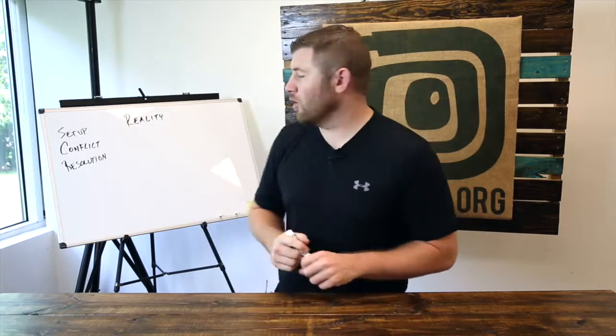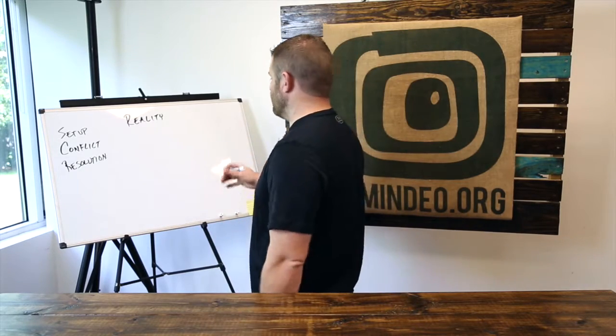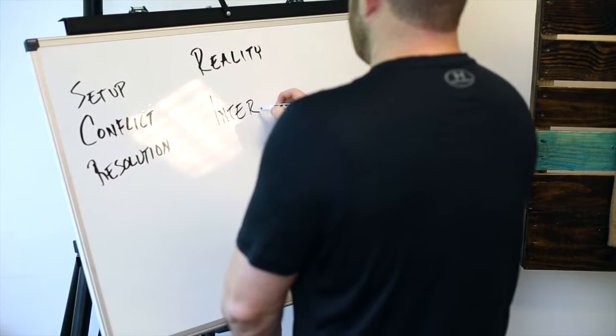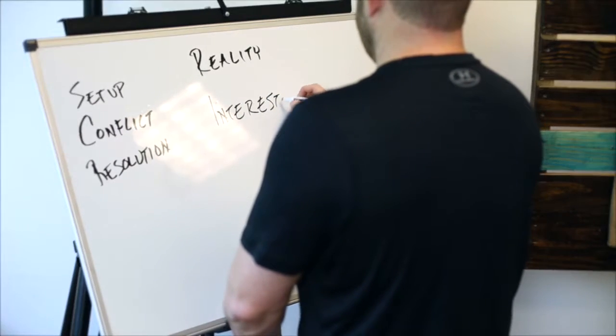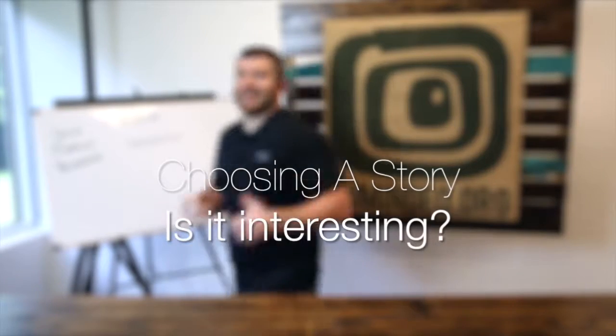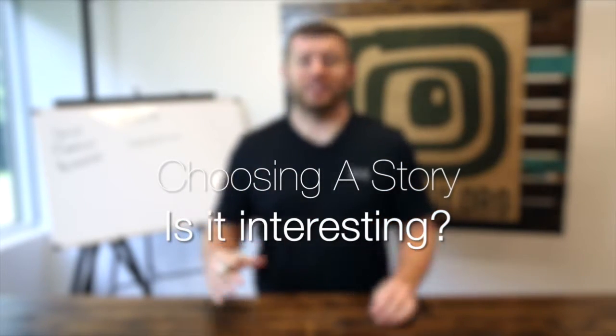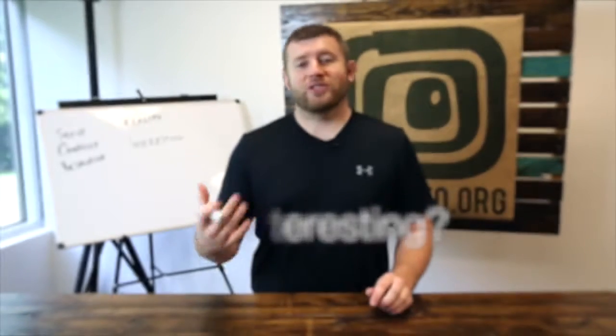So how do you pick out a story to do that? How do you go about it? We're going to give you a few things that we want you to keep in mind. The first is to think about whether this thing is interesting. Is this moment, this event, interesting to you? Because if it's not interesting to you, chances are it's not going to be interesting to us.